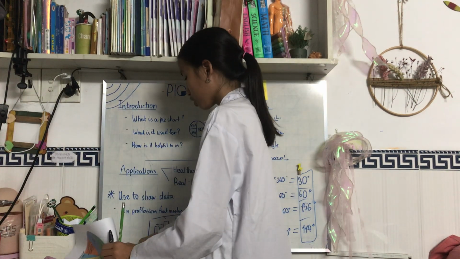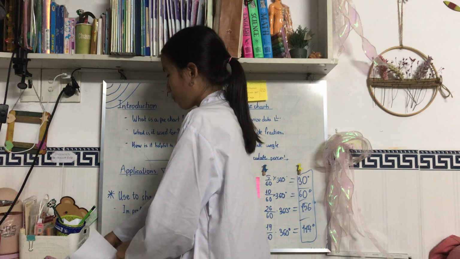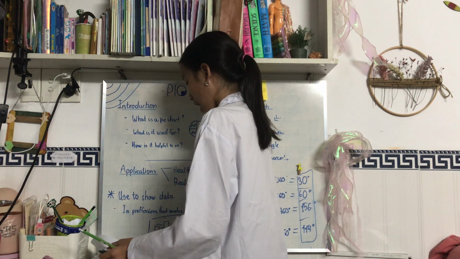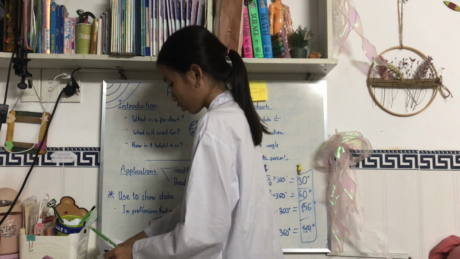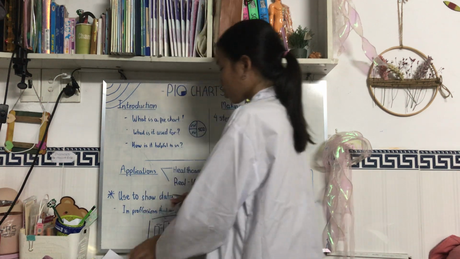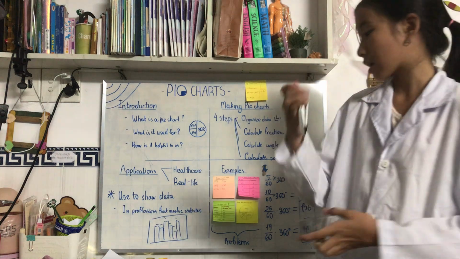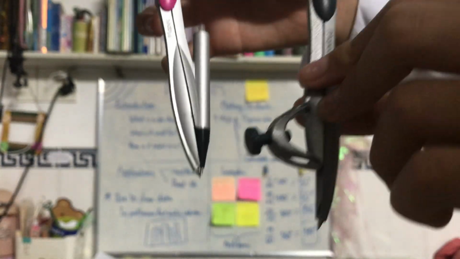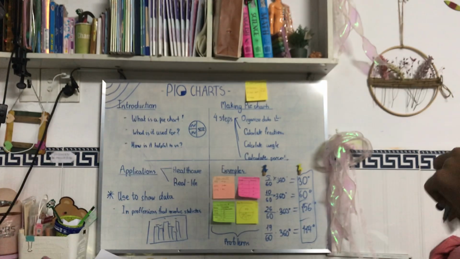Now, what are the tools that we use to help us make a whole circle or make a pie chart? There are 3 main tools, like I said before. The first one is the compass. Here is the compass that I have at home. Here are the 2 compasses that I have, so we can draw the whole circle.